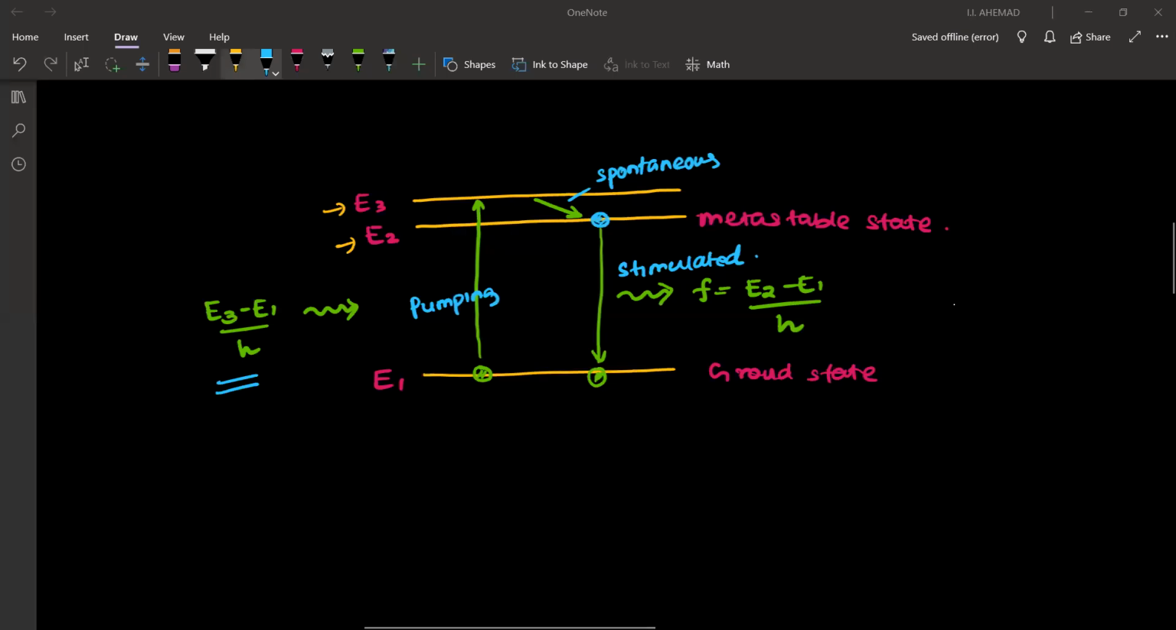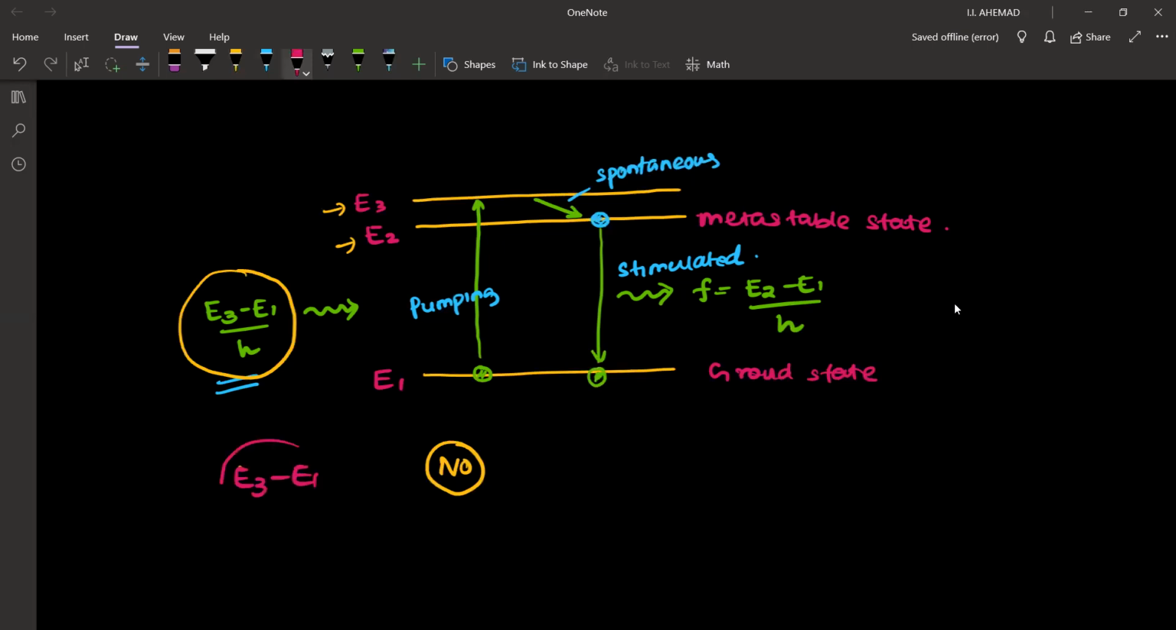Okay, so the last question was, can this pumping frequency stimulate this electron to fall? So the answer is no. Because look here, the energy of this photon is E3 minus E1, but the energy of this photon is E2 minus E1. Are they similar? No, they are not similar.